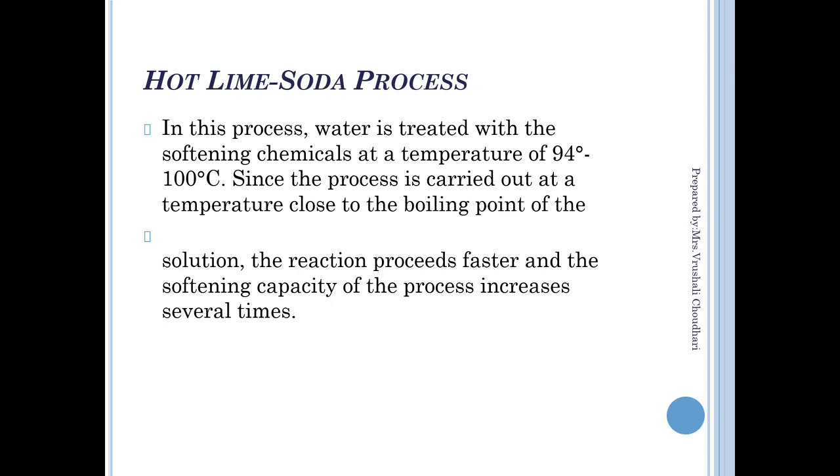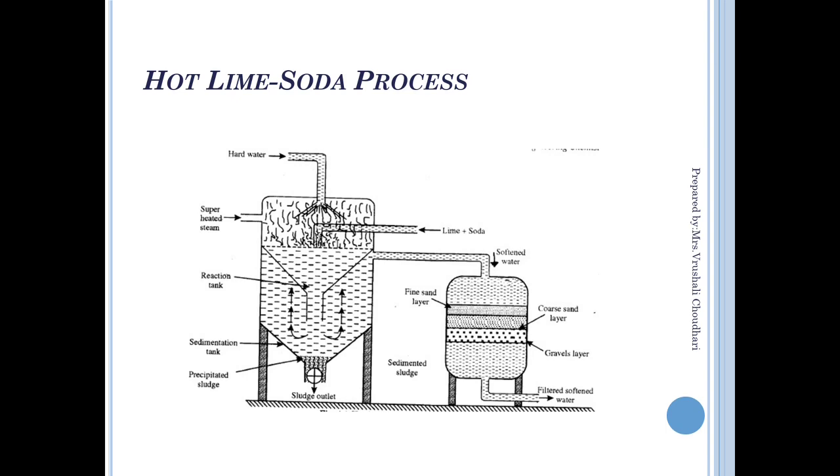To increase the speed of the soda lime process, we are going to carry out this reaction at a higher temperature, where the chemical is heated to 94 to 100 degrees Celsius, to increase the rate of reaction, to make it faster and increase the water softening capacity. The tank is similar, but here we are allowing hot water to pass through this tank along with lime and soda. Due to the high temperature, the reaction is faster.